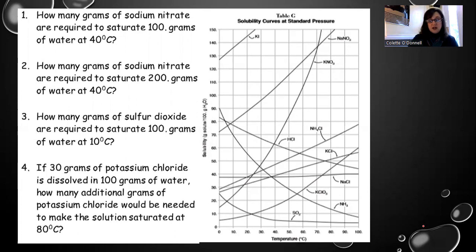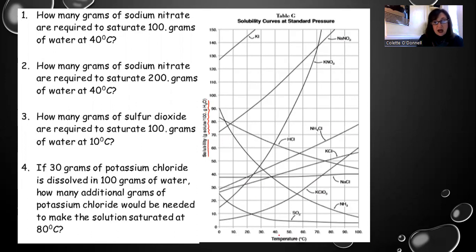So let's just orient ourselves a little bit to the axes first. If you look at these axes, you're going to see right here that the y-axis is solubility. How much of a solute will dissolve? Now, in particular, what this is graphing is the grams of solute that are able to dissolve in 100 grams of water. And so if you're asked about 100 grams of water, you can use this table just as it is. And if you're asked about different grams of water, then you may have to make some adjustments, and we'll do a practice with that.